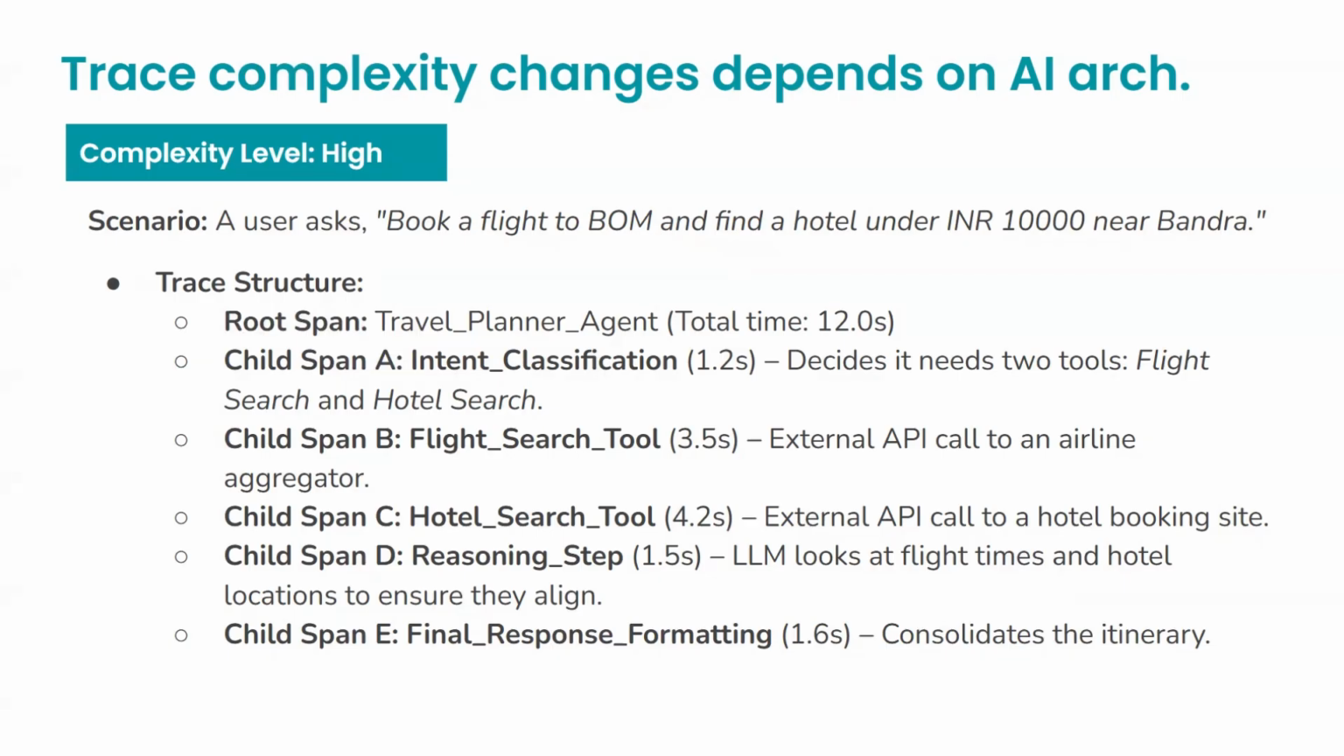Now comes child span E, which is final response formatting. It takes approximately 1.6 seconds. Here the system consolidates everything into a clean, user-friendly itinerary. Compared to medium complexity, the trace is now multi-branch and potentially parallel. You're integrating external systems and APIs, there is explicit reasoning over intermediate outputs, and the system behaves like an orchestrator or an agent.